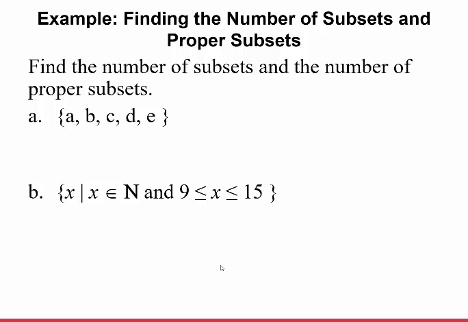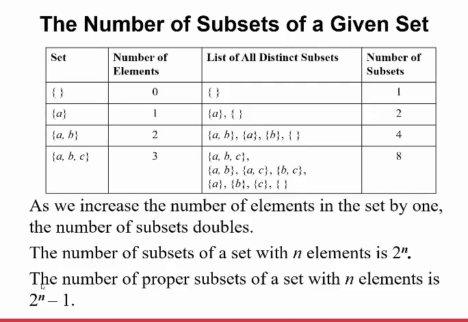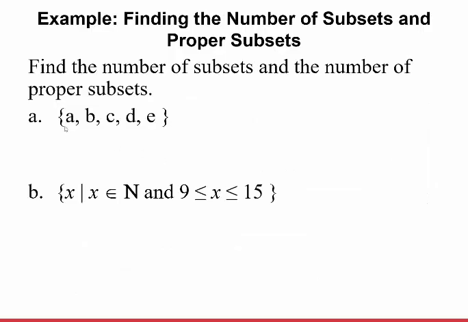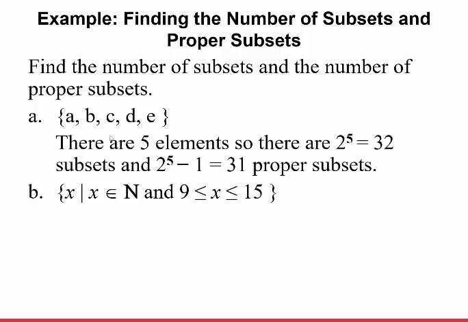All right, so let's find the number of proper subsets for this. Well, here again, the number of just proper subsets, okay, so it's 2 to the n minus 1. Here we have A, B, C, D, and E. So there are 5 elements. So there are 2 to the 5th equals 32 subsets, and 2 to the 5th minus 1, which is 31 proper subsets.